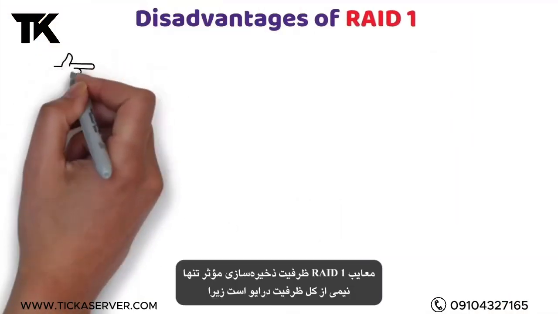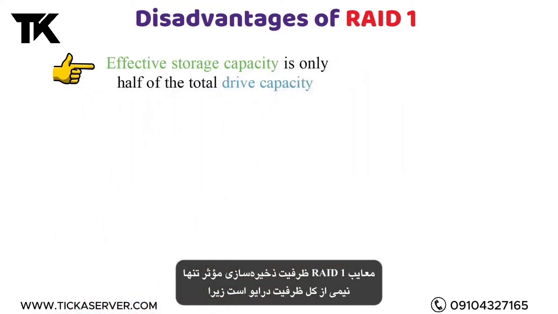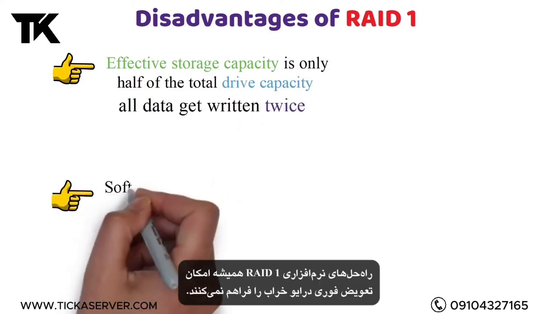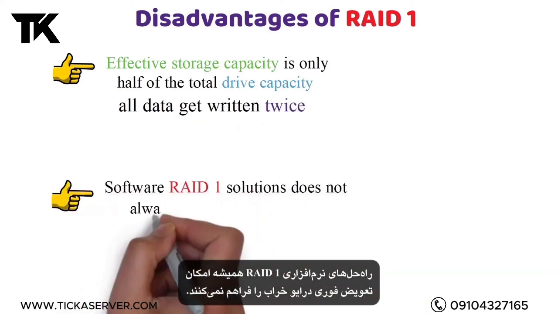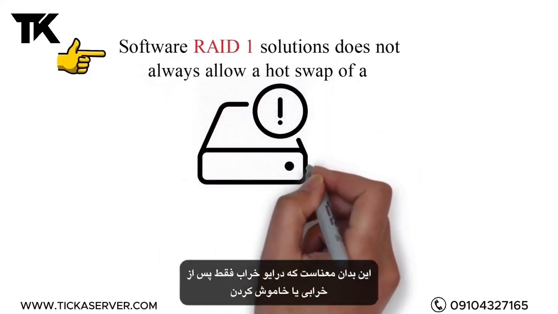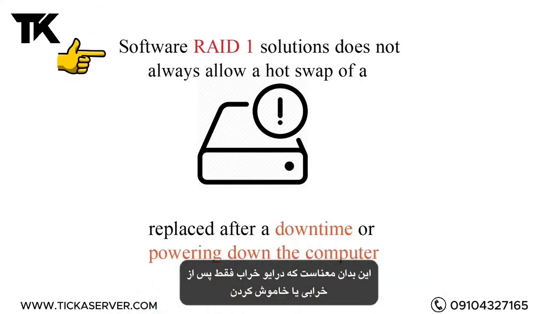Disadvantages of RAID 1. Effective storage capacity is only half of the total drive capacity because all data gets written twice. Software RAID 1 solutions do not always allow a hot swap of a failed drive. That means the failed drive can only be replaced after a downtime or powering down the computer.